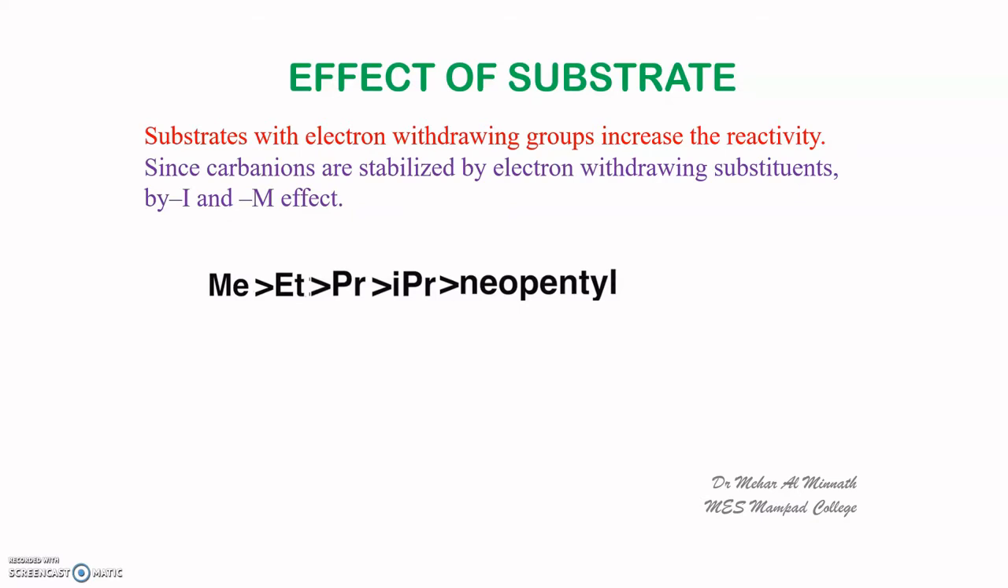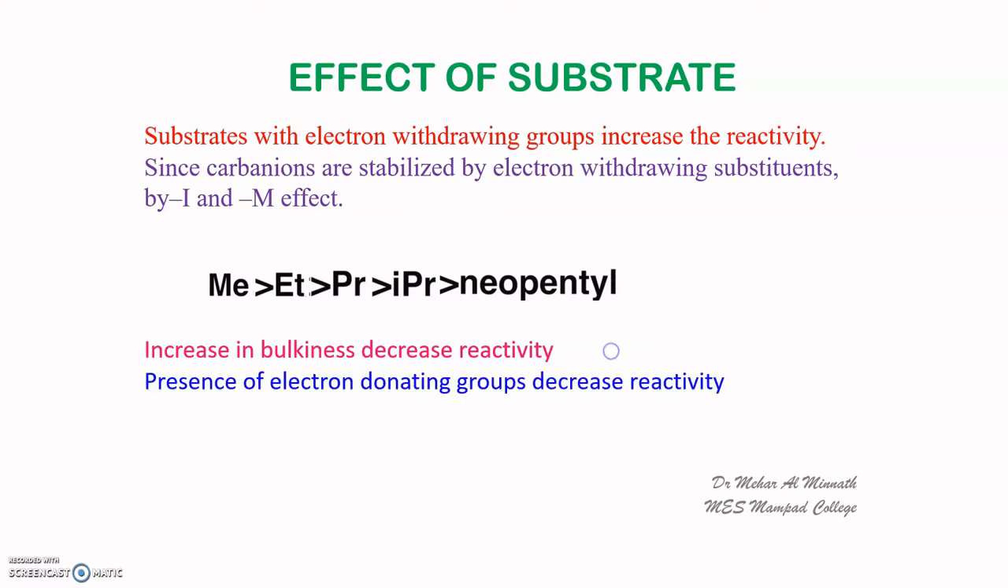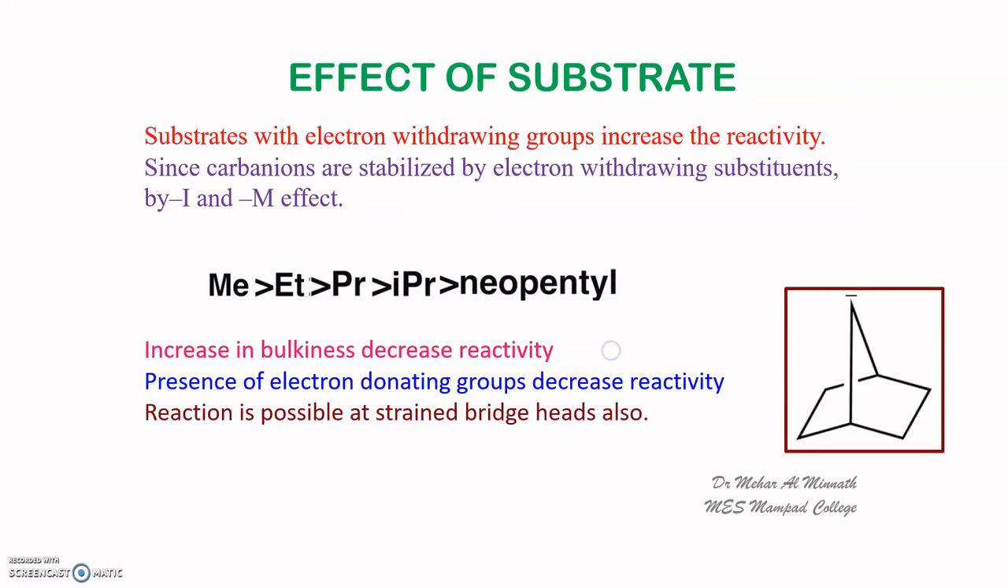Remember, the opposite is the reactivity series for SN1 mechanism, because there a carbocation is formed. And one more thing, we can say that an increase in bulkiness of the substrate will decrease the reactivity, and the presence of an electron donating group will also decrease the reactivity. One more thing, SN1 reaction is not possible on the strained bridgehead, but SE1 is possible on the carbanion here. On the bridgehead also it is possible. So that is the effect of substrate.